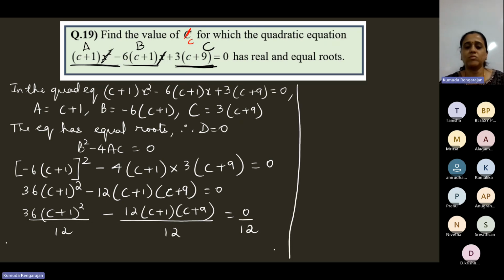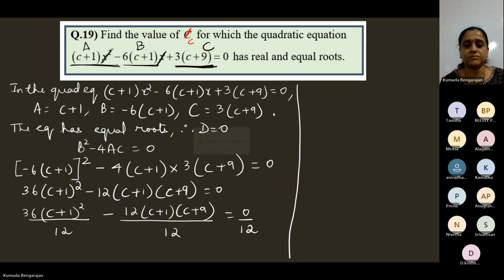You can divide throughout by 12. How many terms? 1, 2. On the left hand side, we have only 2 terms. On the right hand side, we have 0. So the 2 terms on the left hand side have 12 in common. If you divide by c plus 1, you will lose one value of c. You should not divide by c plus 1, you can divide by a constant. So this is the next step.